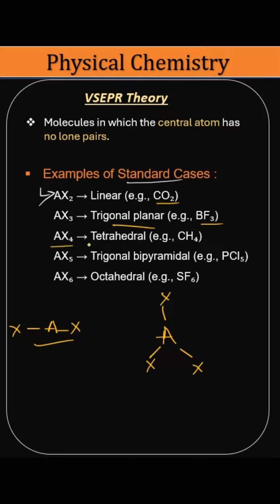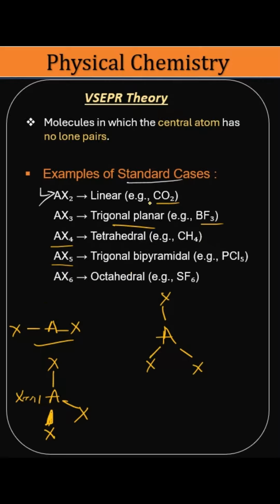And this is AX4. AX4 is the tetrahedral shape. How can we draw this? One bond will be behind the plane, X, X, and one will be above the plane, and this will be like this. This is the tetrahedral shape, right? And one more is AX5, which has 5 electron pairs.